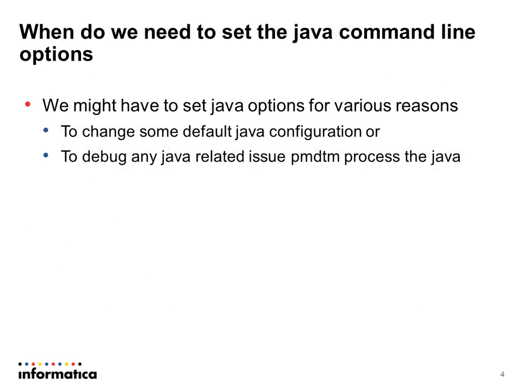When do we need to set these Java command line options? There can be many reasons, and two of them that we have mainly used them for are to change or override some default Java configurations, or to add debug parameters or Java command line debug options for debugging Java related issues inside the PMDTM process.